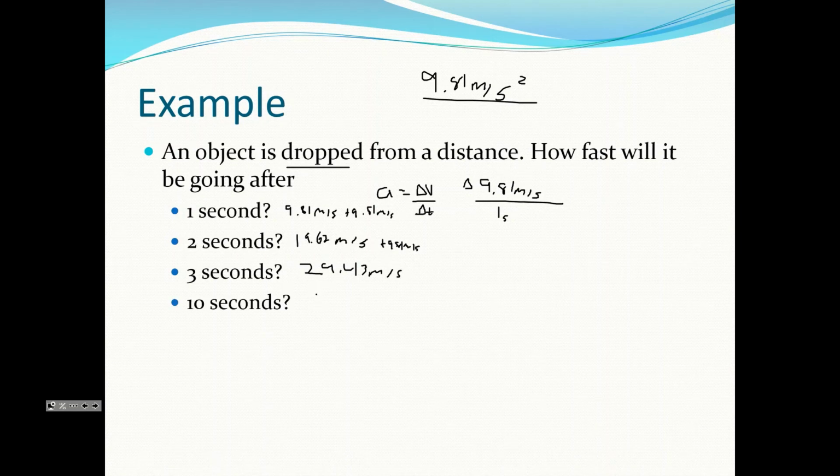If it falls for 10 seconds, then it's going to be going 98.1 meters per second, because this is going to be 9.81 plus 9.81 plus 9.81 plus 9.81 10 times, or 9.81 times 10. Oops, not squared, that's how fast it's going to be going, 98.1 meters per second.